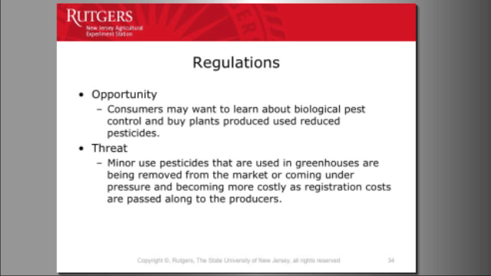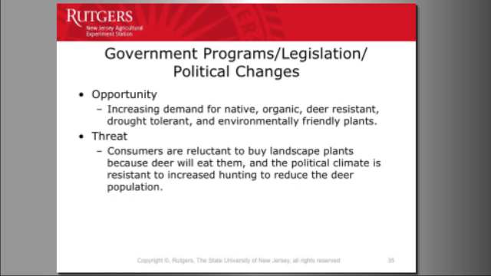In terms of regulations, an opportunity: customers may want to learn about biological pest control and buy plants that use less pesticides. A threat, as you know if you've been in the business: minor use pesticides are being removed from the market and are coming under pressure and becoming harder to buy and harder to register as these costs are being passed along to the consumer. So we're sort of forced to go sustainable, with predators and things like that; we'll talk about that with other speakers.